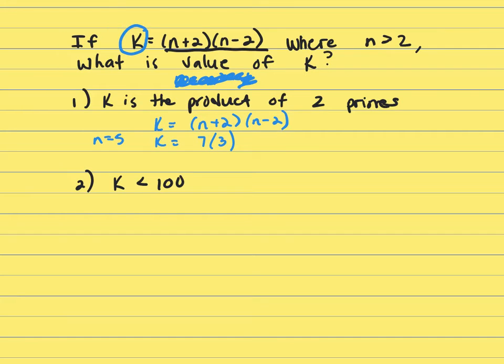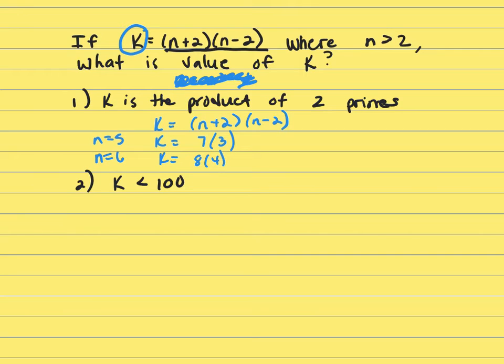Now, but what if I let n be 6? If I let n be 6, I get k equals 8 times 4, since 6 plus 2 is 8 and 6 minus 2 is 4. So there k is a product of two composite numbers, meaning that they're not prime. So clue 1 doesn't work. Sometimes it works, and sometimes it doesn't.